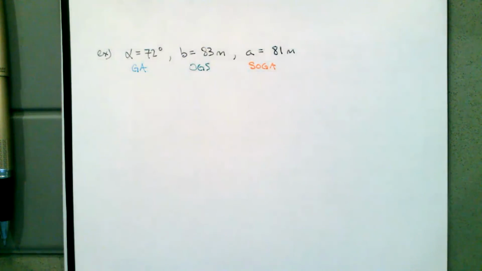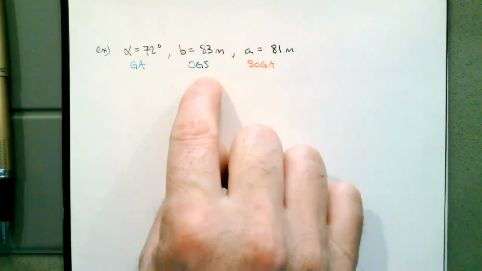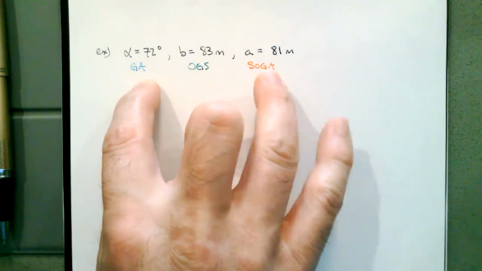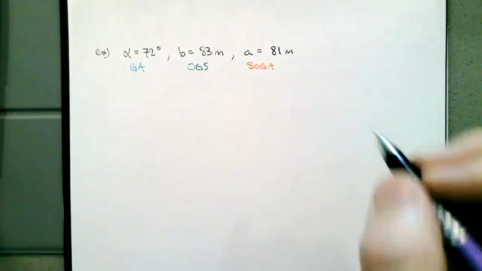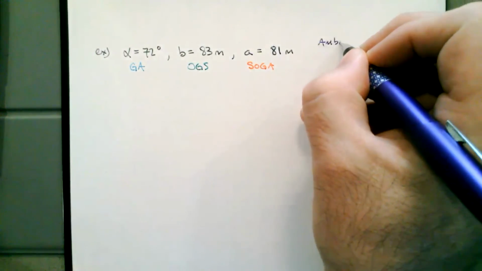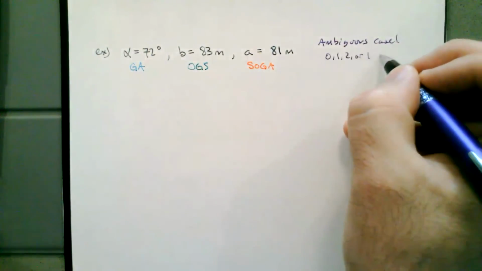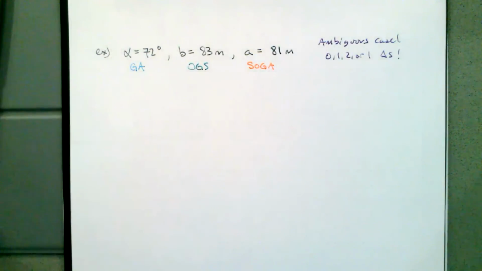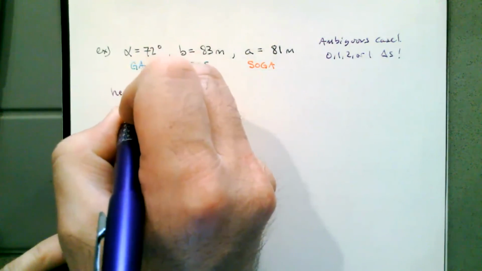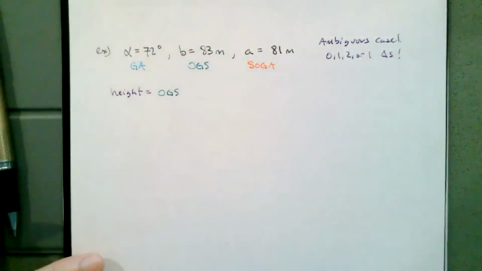So the first thing that we have to notice is that we have a set of opposite information, and we have another side. So we have a given angle, a side opposite the given angle, and another side. Ambiguous case could be 0, 1, or 2 triangles. Now we can figure out which case we're in by calculating the height. So the height is always going to be the other given side multiplied by the sine of the angle.